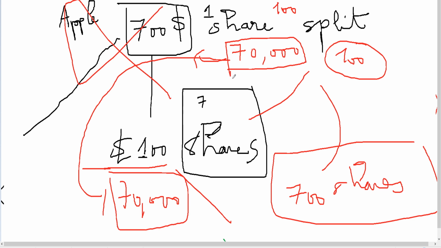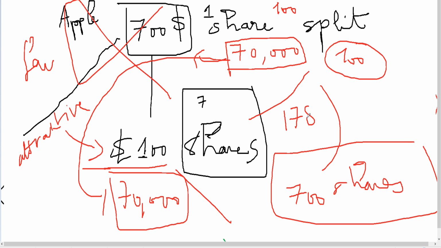Now you ask yourself, why did Apple do the split? It's just because it says that $700 a share is too expensive for people to buy. So few people come to buy at $700 a share. If it is $100, it will be more attractive to investors to buy. Now, let's say the stock is 178, just an example, so it means it's going up. This is what split means.